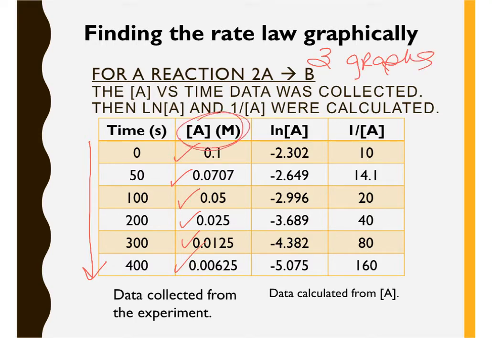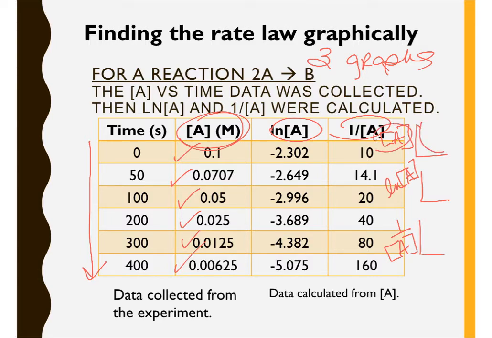You would have to make one graph with simply the concentration of A on the y-axis, and you'd have to then calculate natural log of A and 1 over A and make graphs with each of those on the y-axis. And the graph that gives you a straight line tells you the order of reaction. So let's just, for fun, say that we get a curve when we plot concentration of A, we get a curve when we plot natural log of A, and we get a straight line when we plot 1 over A. So that tells us right away that this reaction is second order, because the second order integrated rate law when plotting gives us a straight line.